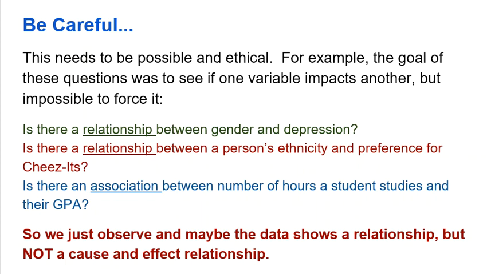So the only way I can answer that is by observing. What is your gender? Do you have depression? That's just a survey. That's observational. Is there a relationship between a person's ethnicity and preference for Cheez-Its?